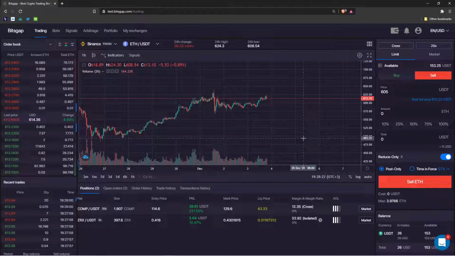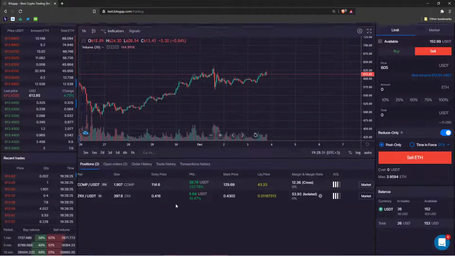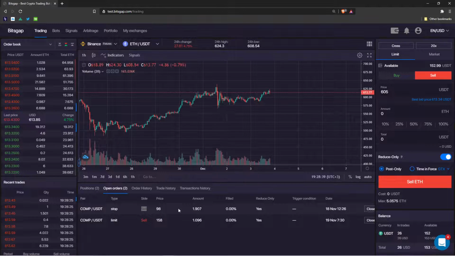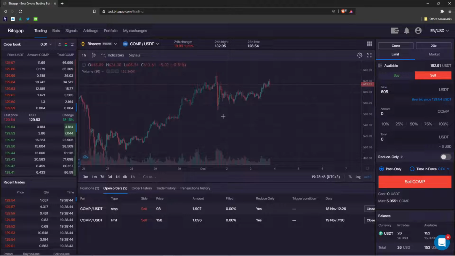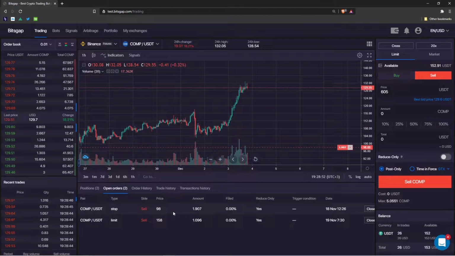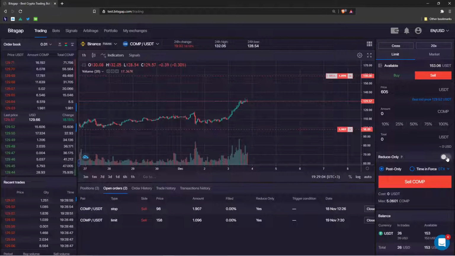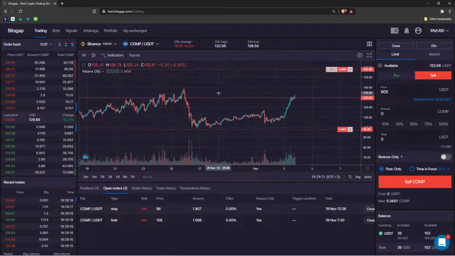When you use reduce only, it will place a limit sell or limit buy order for your already existing trade. So for example, I have COMP here, and for COMP I already have the stop limit at the price of 98, which is right over here. And the way I've created it is just using the reduce only. And same for the take profit, which is right over here, and I use the same reduce only for this trade. So as soon as the price reaches either this level, hopefully, because over here is my profit, but it can also reach the stop loss here, where it will automatically close the trade. All right, so nothing new here.